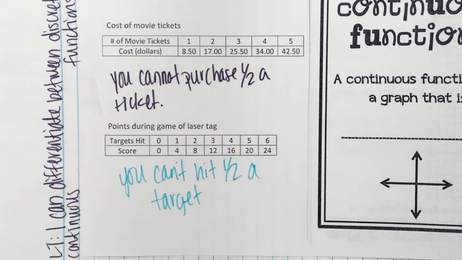Now, what about the amount of nachos you sell at a game versus the money you make? Would that be discrete or continuous? Can you sell half a thing of nachos? So what would that be? Discrete. The number of shirts you purchase, in relation to the money you spend, would that be discrete or continuous? Discrete, because you can't purchase half a shirt, though some shirts look like half shirts.